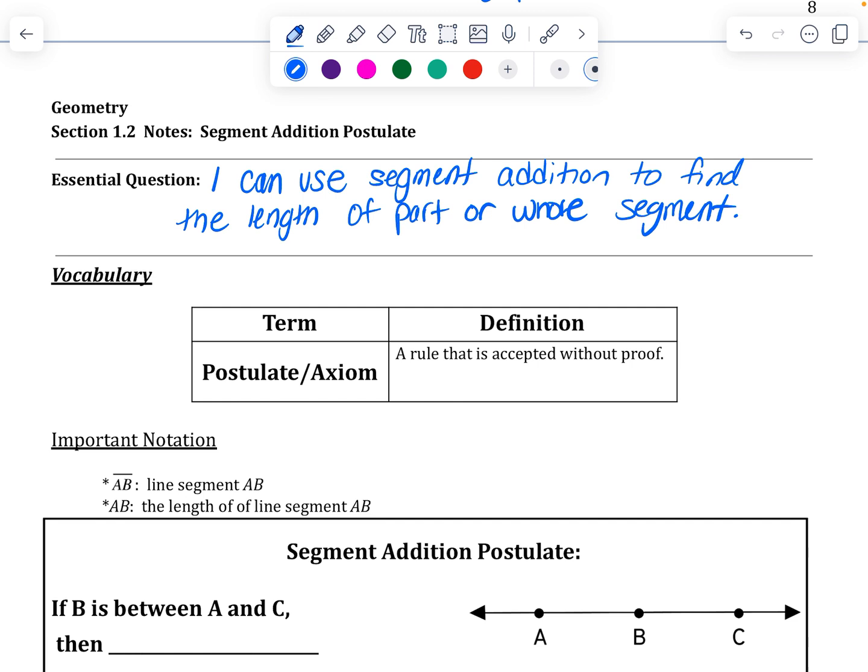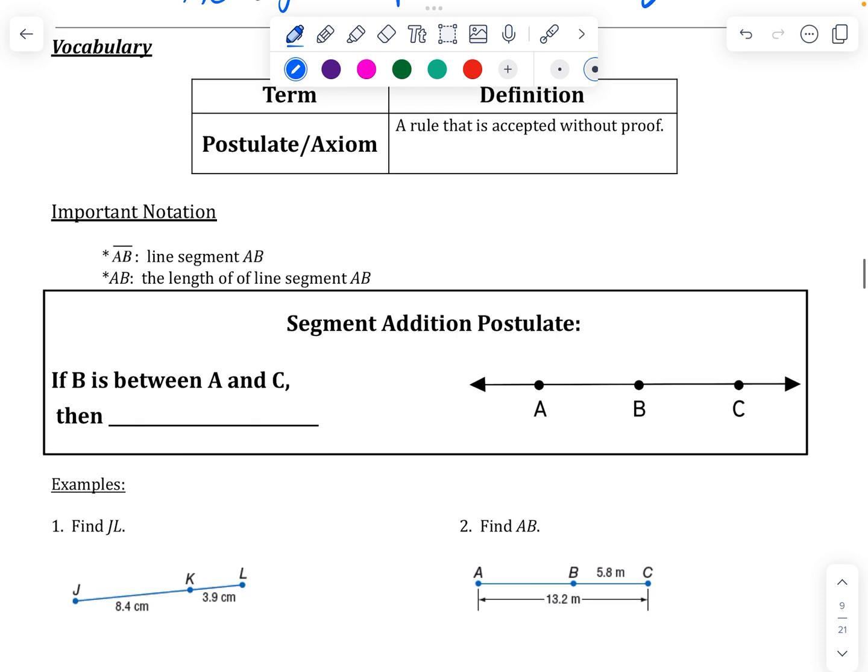So first, our first vocab term of the day is postulate or axiom, and you're going to hear us talk a lot about postulates or axioms in geometry. And really, it is a rule that is accepted without proof, and it's something that we use to prove theorems later on. So the segment addition postulate is going to use a little bit different notation.